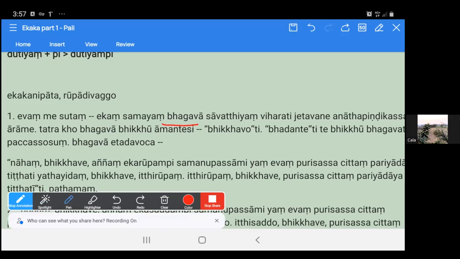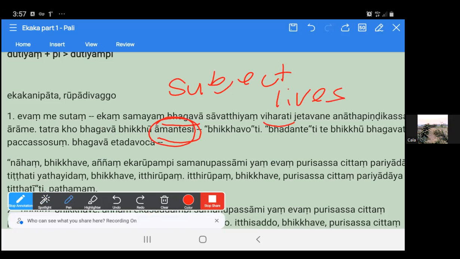So Bhagawa is the subject here. Bhagawa dwelled. Even though it is past, we take it as present tense. So he lives at the Jetavana, Anathapindika's Arama. Tatra kho Bhagava bhikkhu amantesi. This is a past tense here, so we just ignore the past tense. So we look at the Viharati.